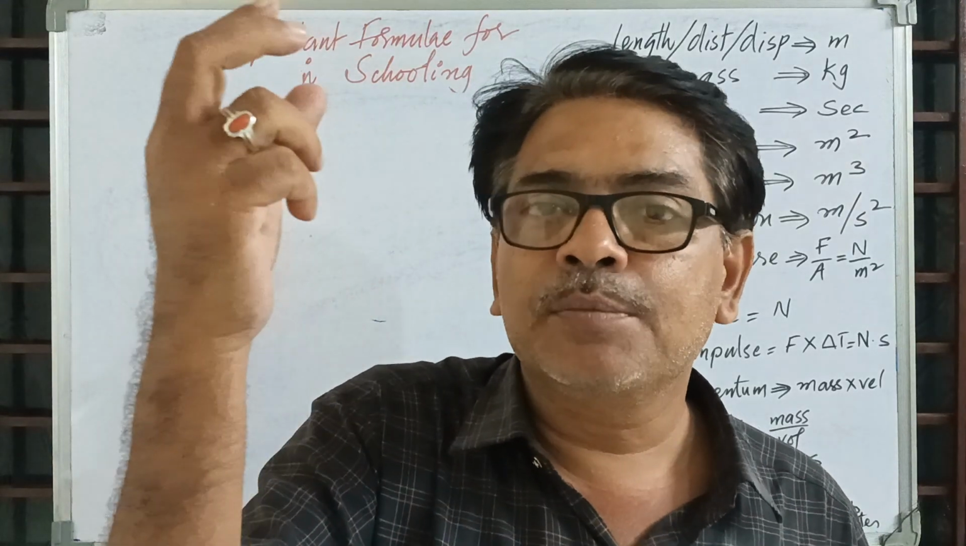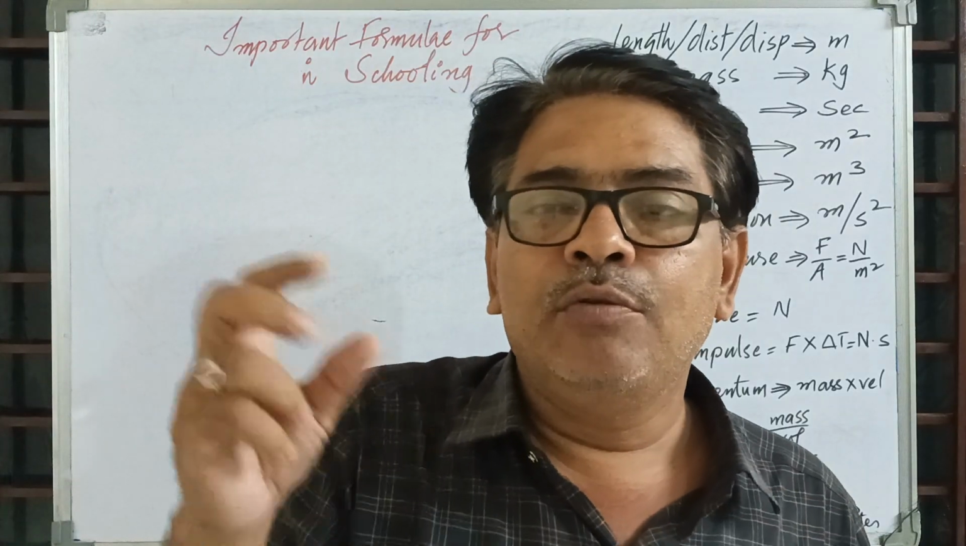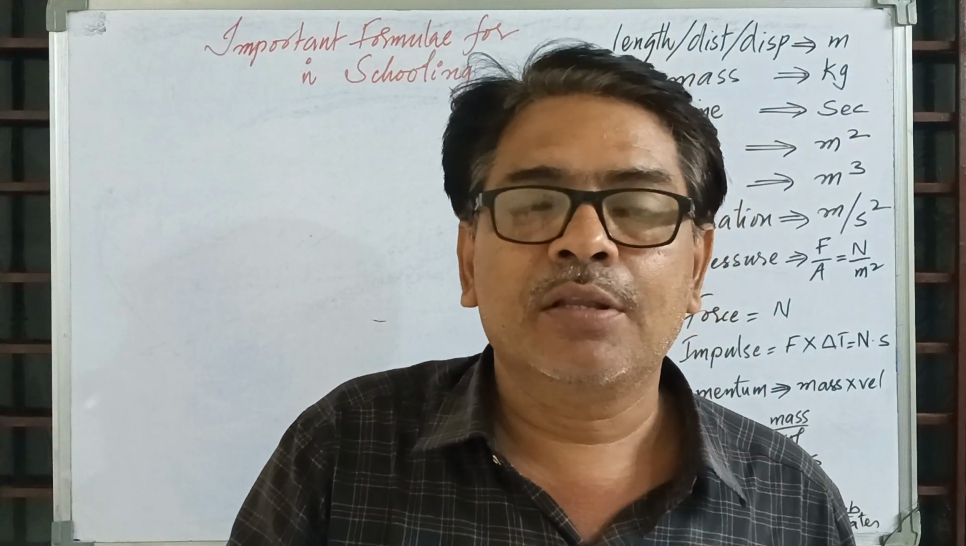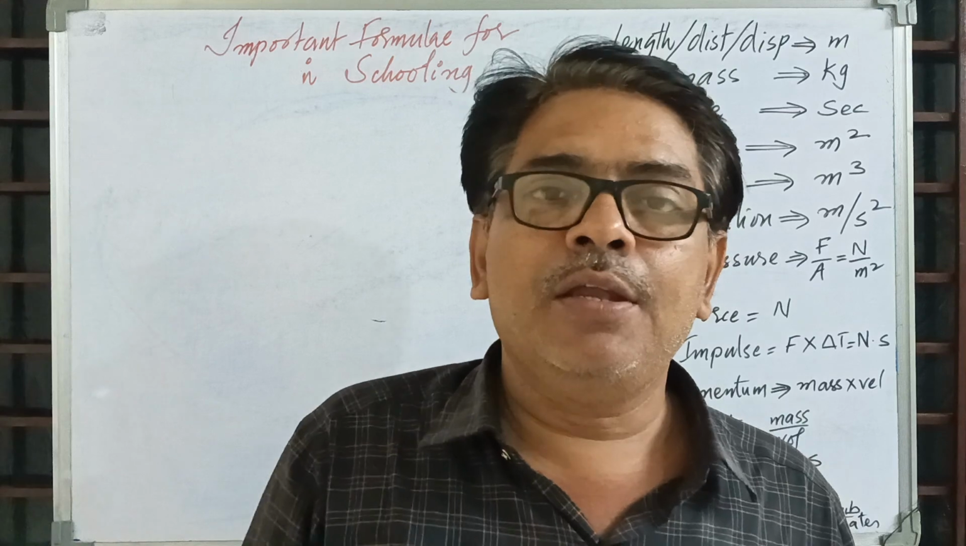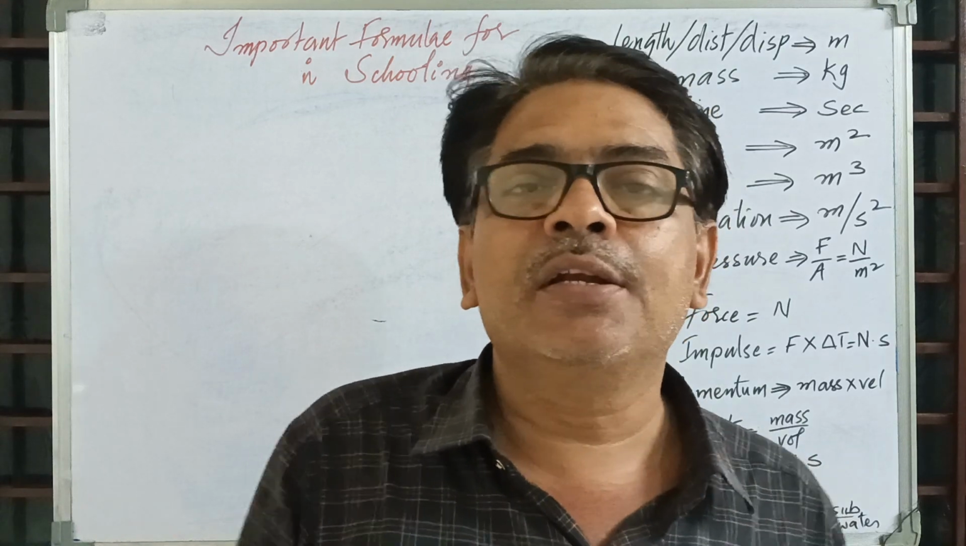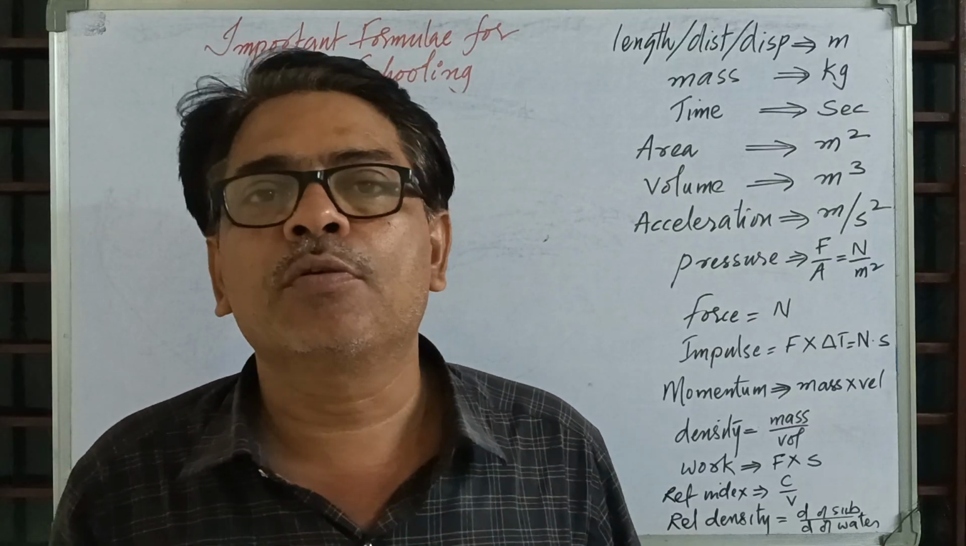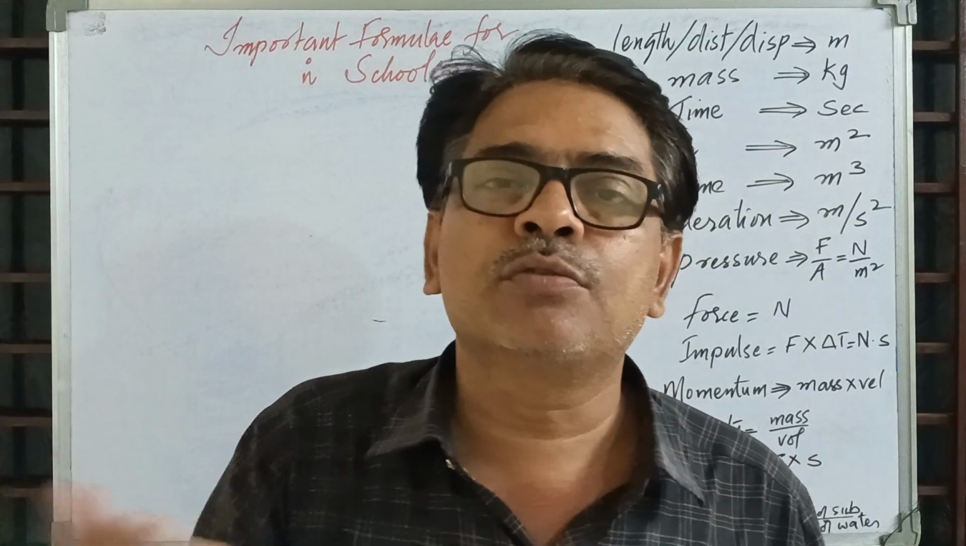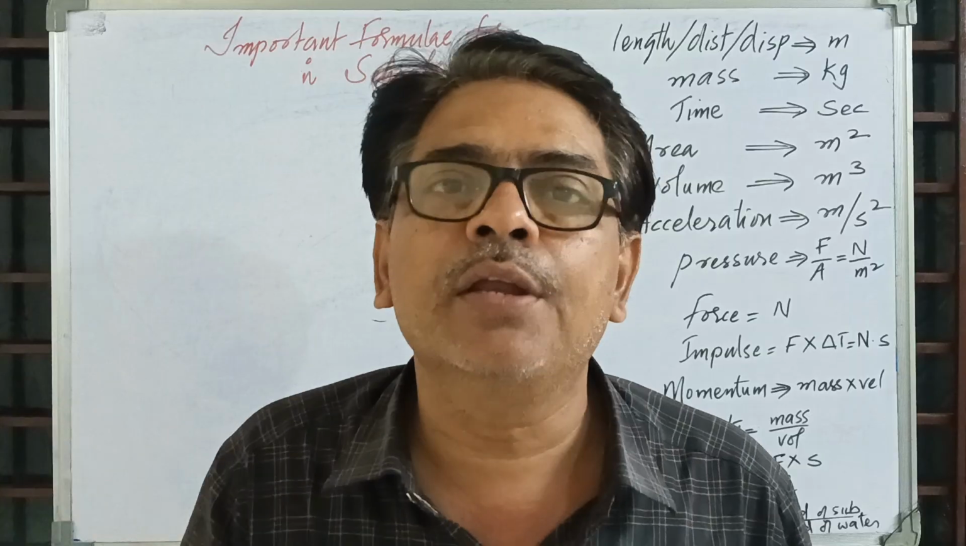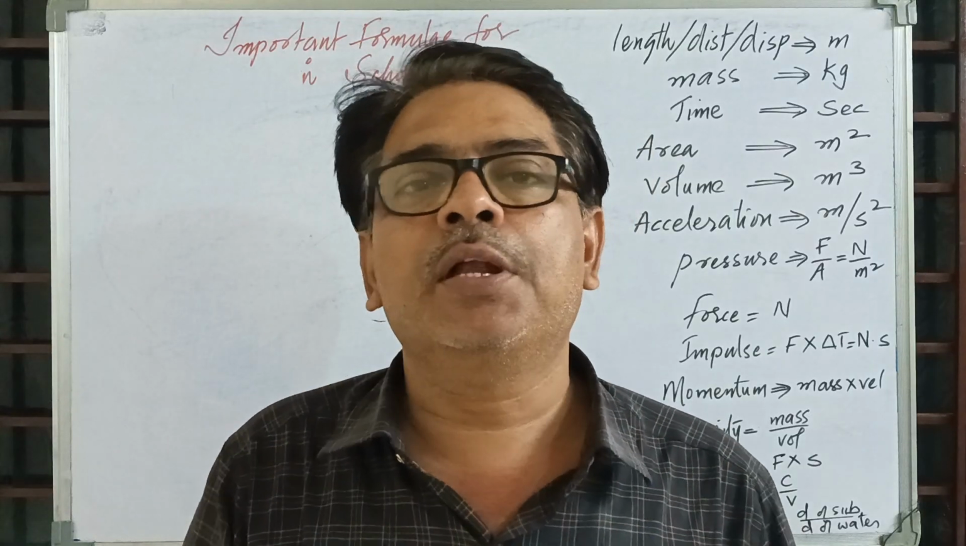So you have something like Newton and something like a meter square. That means force is given, area is given. Then what are you supposed to find? Pressure. Why? Because pressure only uses these two. Pressure is called force per unit area. So I want to communicate this.